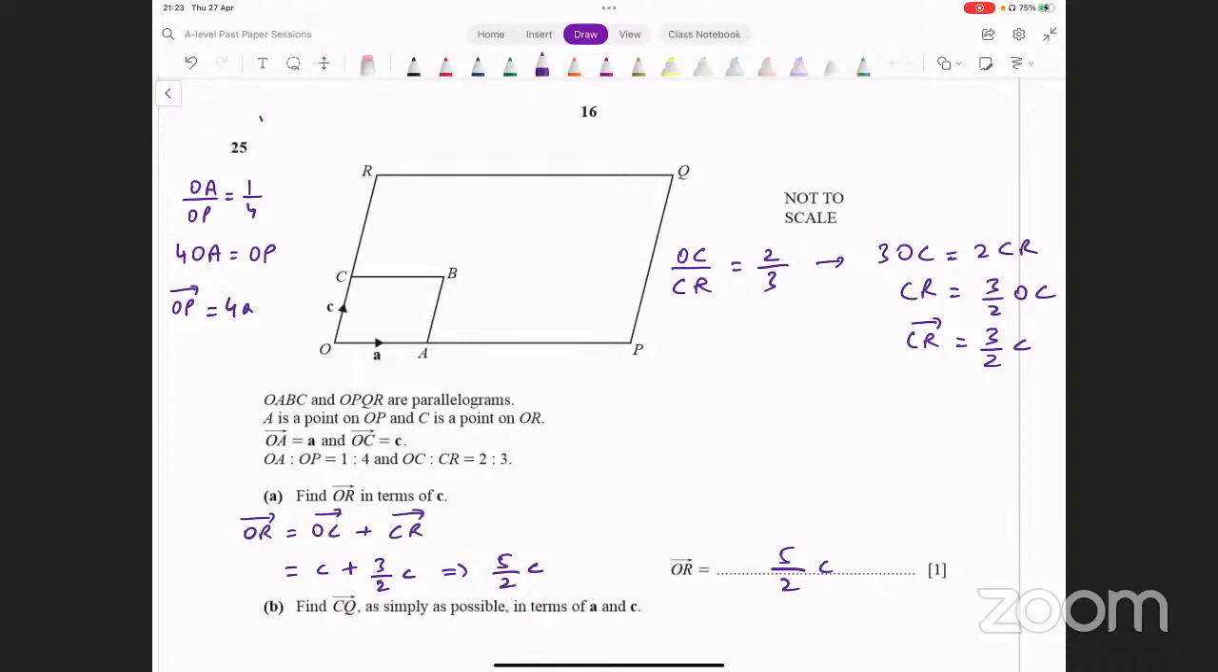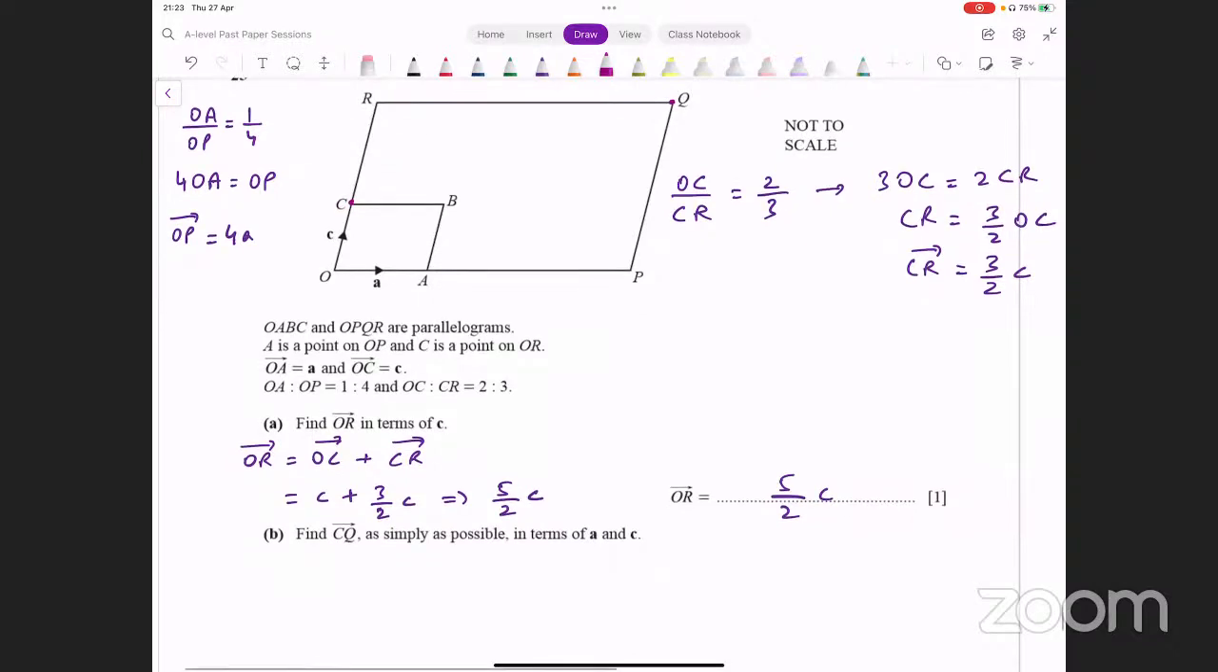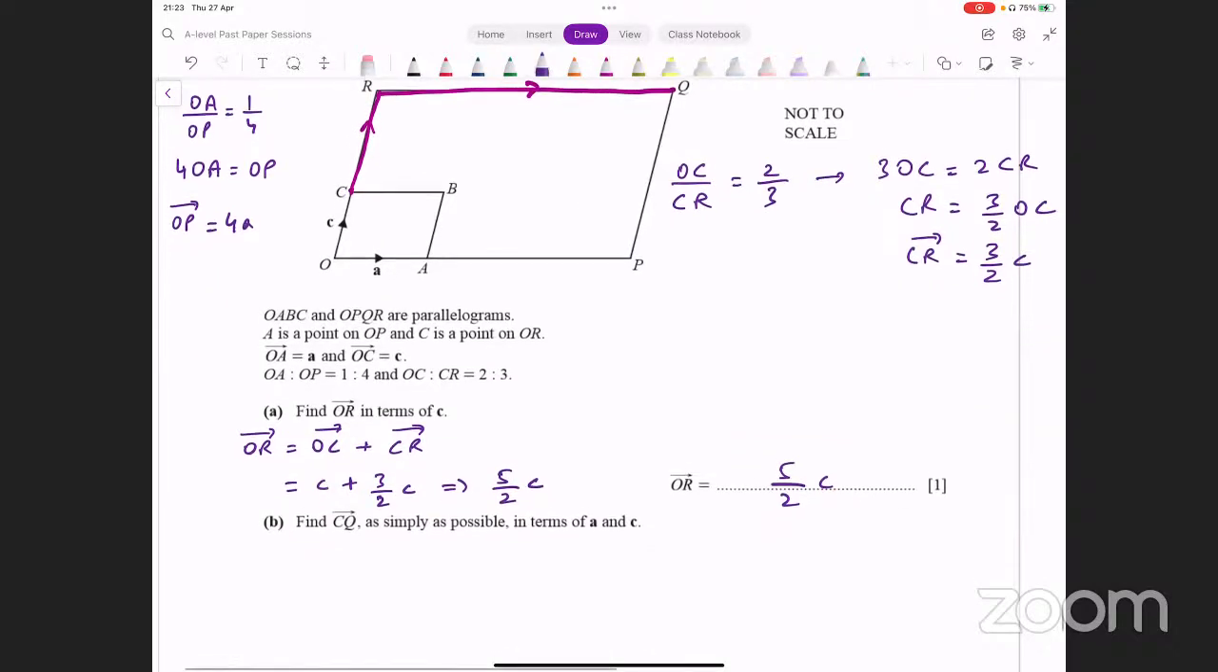अच्छा, अब वो क्या कहता है? Find CQ as simply as possible in terms of A and C. CQ, जब भी डायग्राम बनी होगी ना, आप देखना है डायग्राम से मैं कौन सा पाथ फॉलो कर सकता हूँ. C से स्टार्ट करना है और Q पे जाना है. Right? So you can go from C to R. You know this already, you figured this out. And then you can go from R to Q. And that will give you CQ, right?